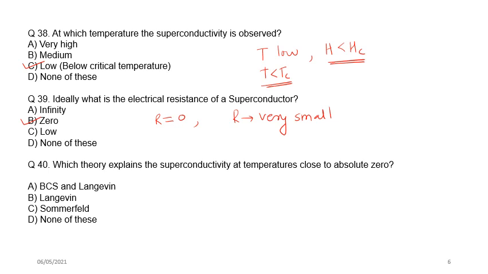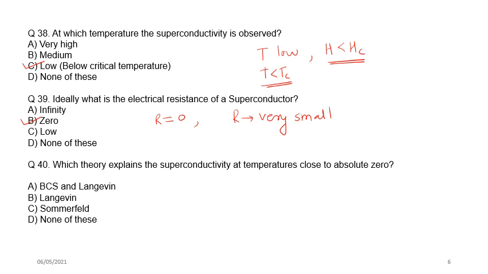Which theory explains superconductivity at temperatures close to absolute 0? There is only one theory which explains this, and that is BCS theory. Here the options are BCS and Langevin theory. Langevin theory is for paramagnetism and diamagnetism, not for superconductivity, so that is false. Only BCS should be the answer.